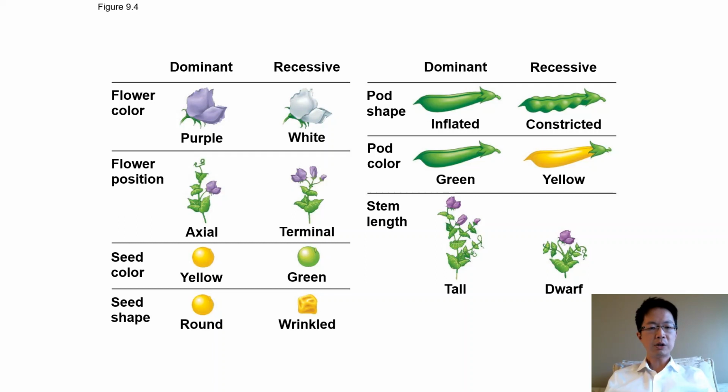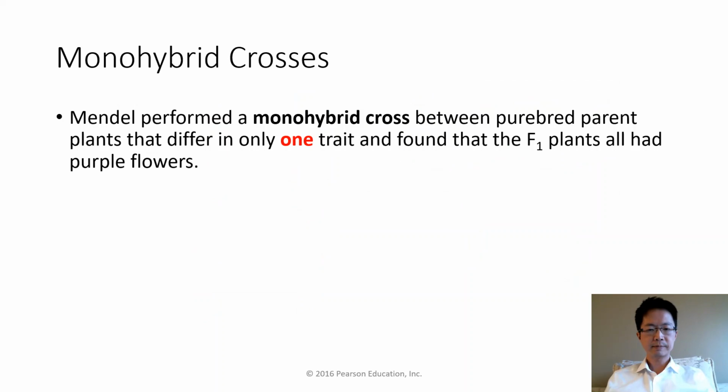So remember, one trait, for example, he only looked at the flower color, okay? But the parent plants can have different flower position, they may have different seed color or seed shape, but the only thing he cares about is the flower color. So he neglects all other traits, and only focuses on one trait. And what happened is that after the cross, he found that all F1 plants have purple flowers.